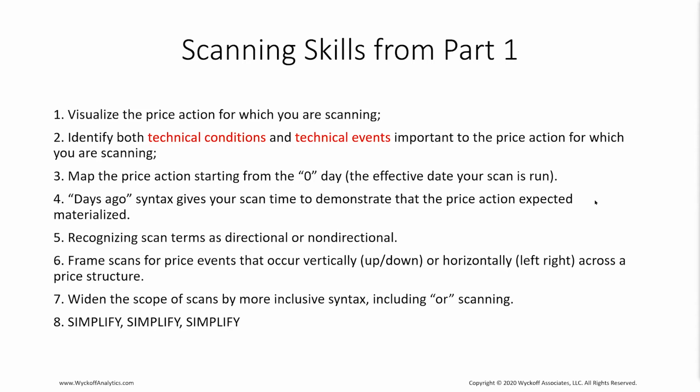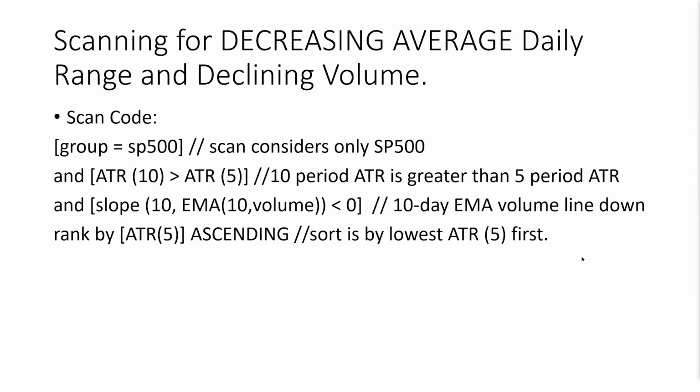Let's take a look at our first scan. What if we look for decreasing ATR, average daily range, and declining volume? So stocks that would decline in range, have smaller daily ranges, and declining volume. What would a Wyckoffian think of that type of price action? Here's a very simple scan that would enable us to see what that type of price action would do for us.